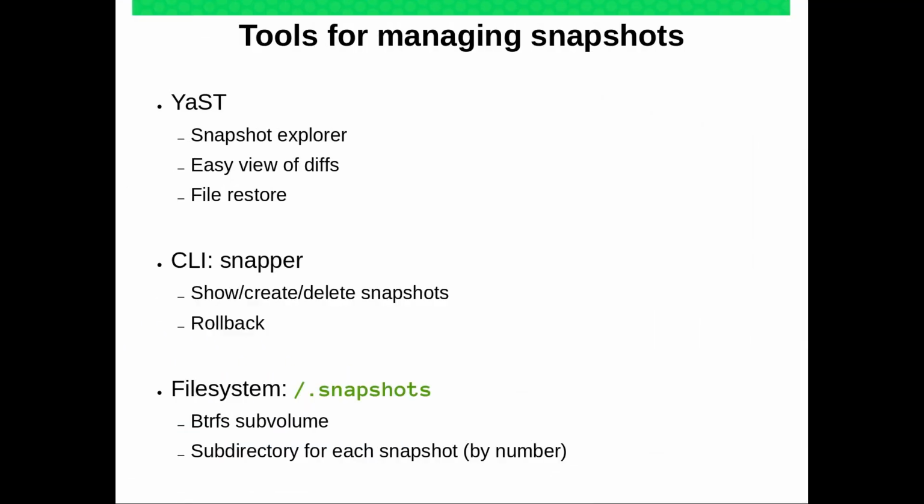So what tools do we use for managing snapshots? Well, inside of YaST, there is a Snapshot Explorer that allows you to view differences between files, to create new snapshots, to view existing snapshots, and of course to work with all of the various components that come from maybe restoring an individual file or an entire volume as well. There's also from the command line a tool called snapper that allows you to show, create, or delete snapshots and do rollbacks. You can also do differentials of files and see the differences between them.